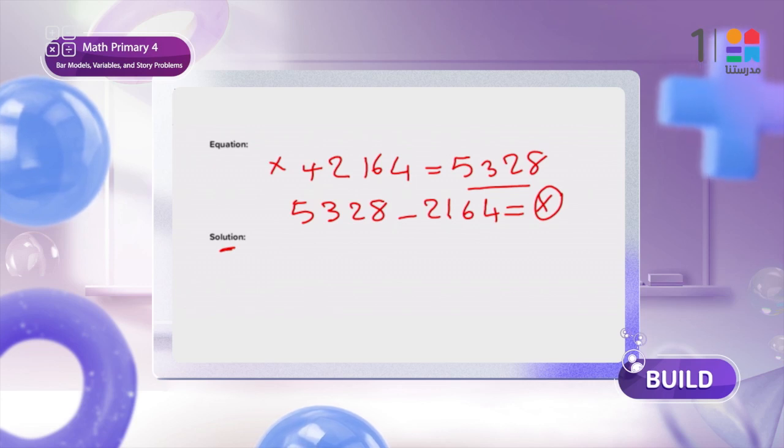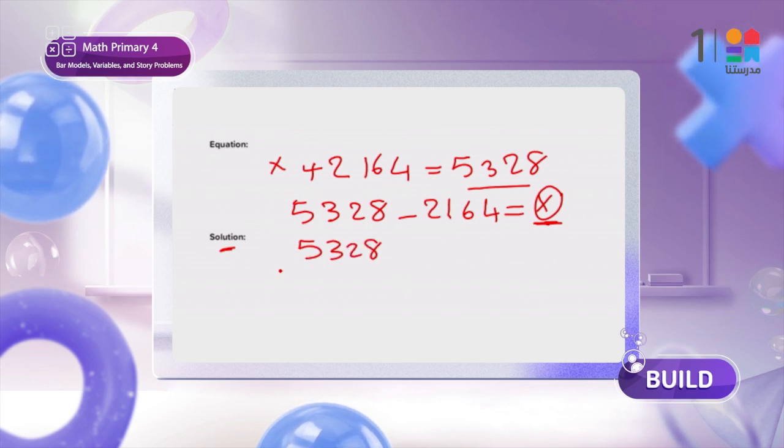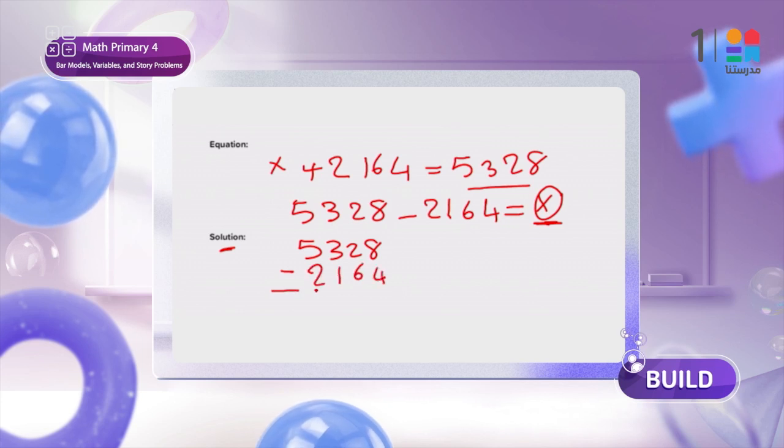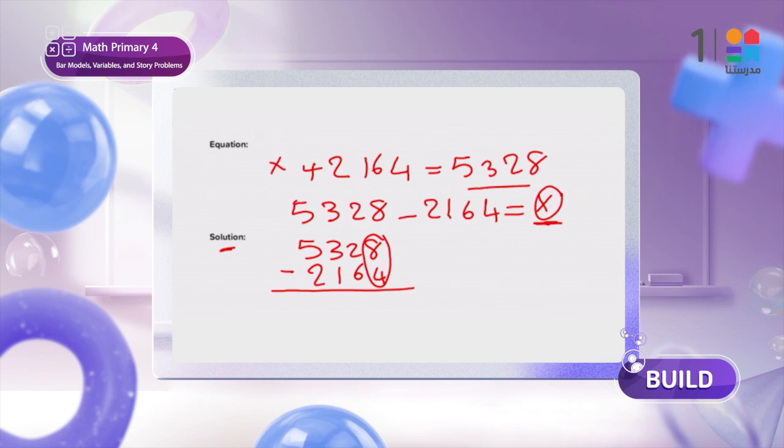What do I want to do? I want to find the unknown, which is X. Let's solve it this way. I will do 5,328 minus 2,164. Let's solve it by the standard subtraction method. I will start from the ones. Okay. 8 minus 4 gives me what? Yes, 8 minus 4 gives me 4.